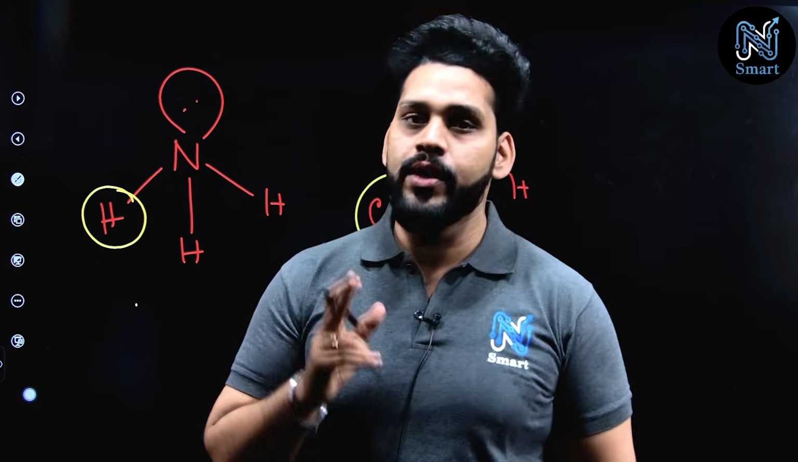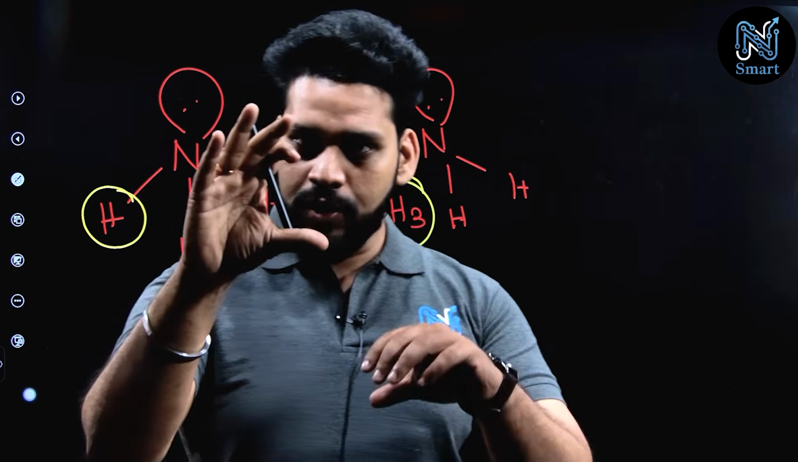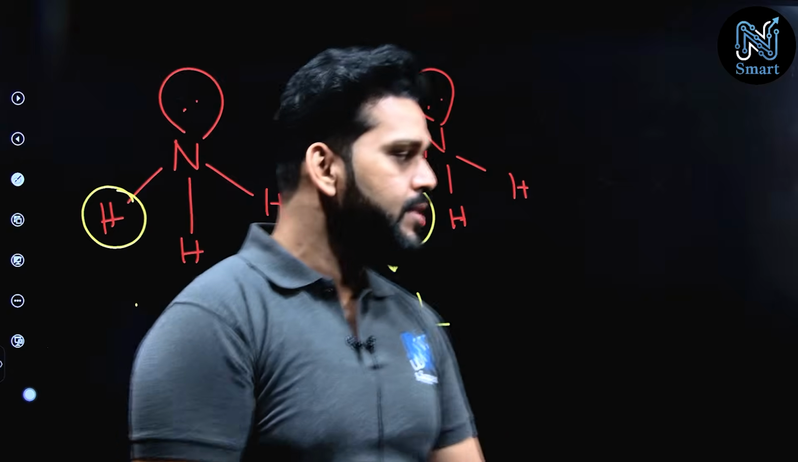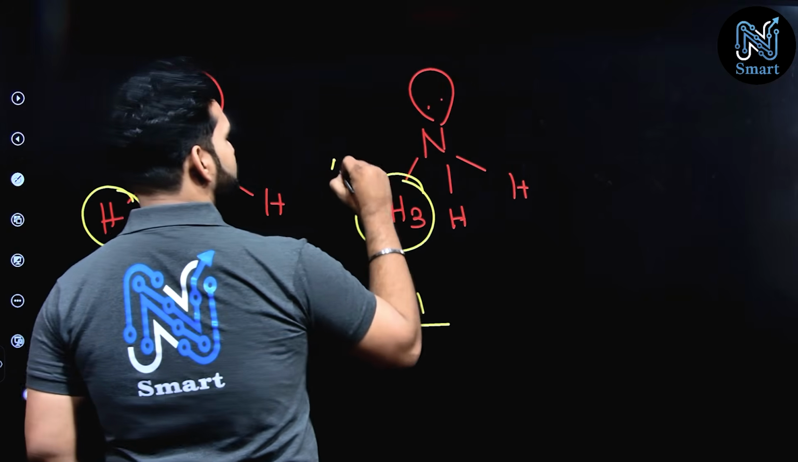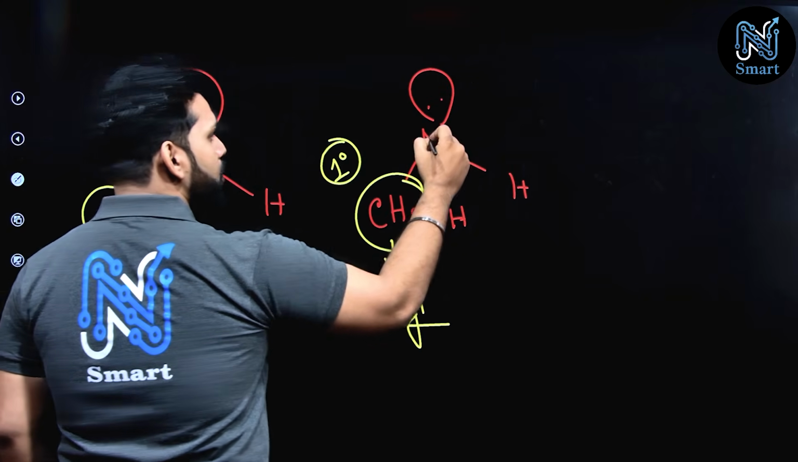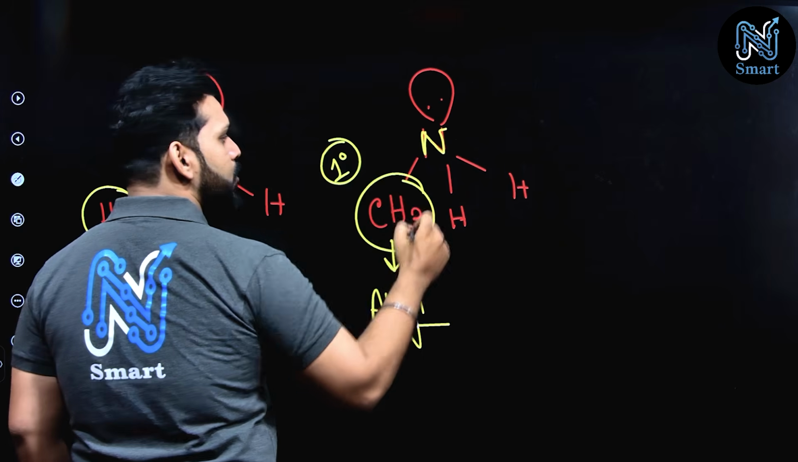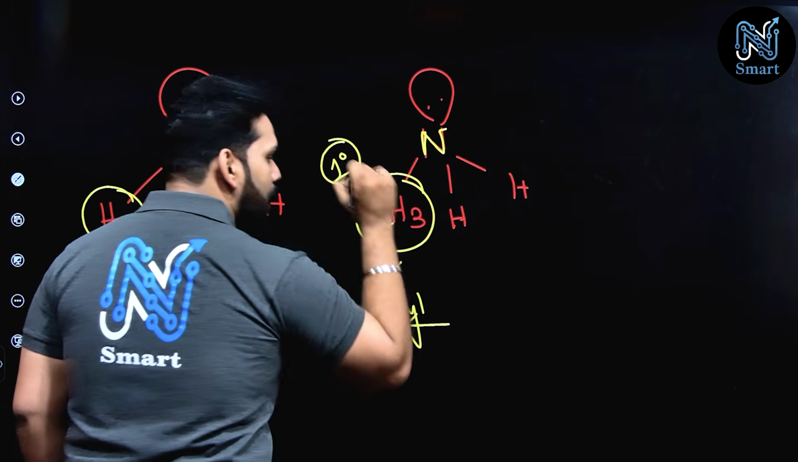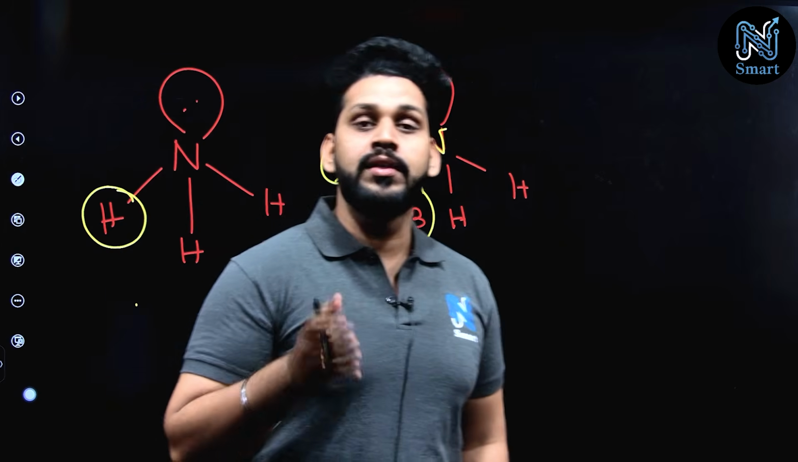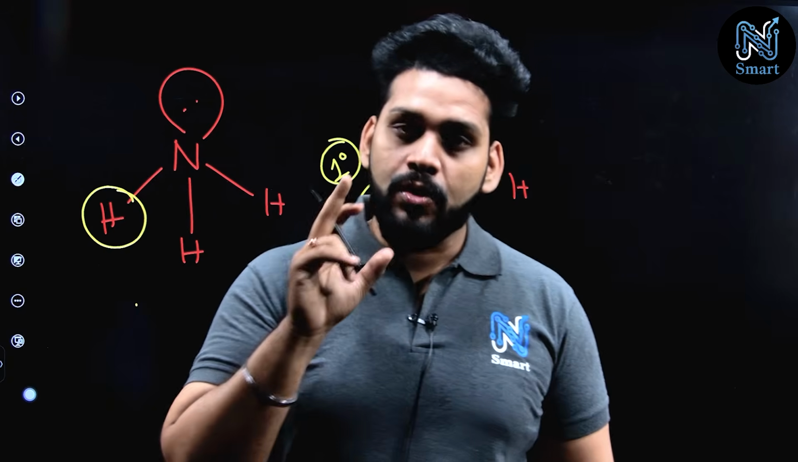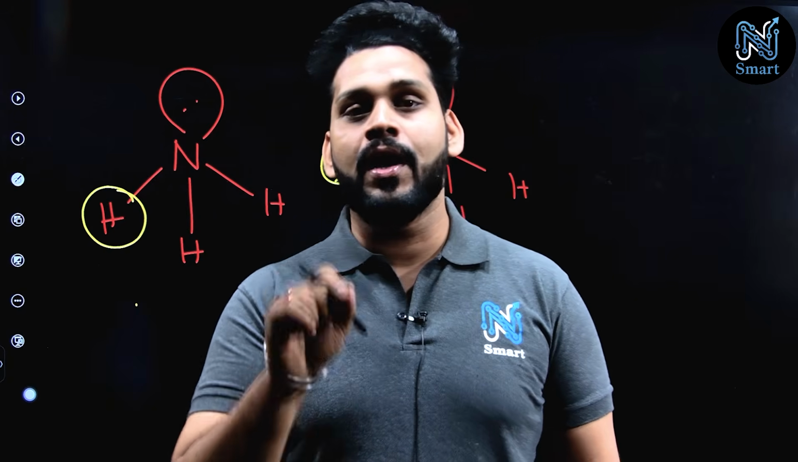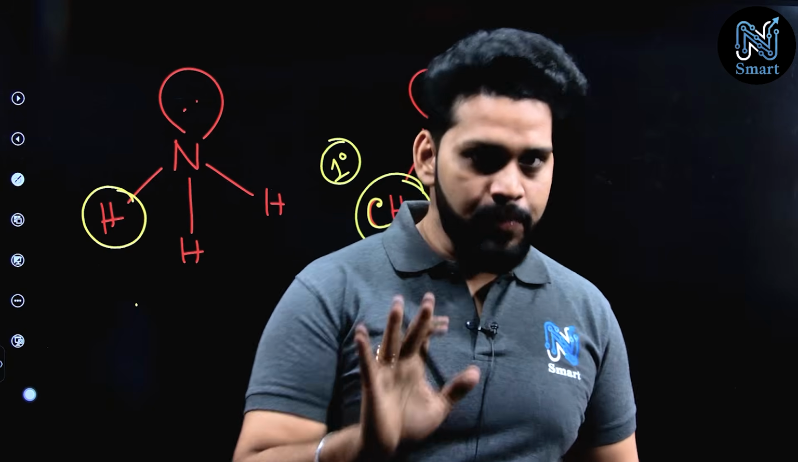So whenever we substitute a hydrogen with an alkyl group, what do we call that, guys? We call that a primary amine. This is your 1 degree amine. Why is it 1 degree? Because this nitrogen, my major functional group, is connected to 1 carbon. So the degree, primary or secondary, only depends on the number of carbons it is attached to. This much we are clear?